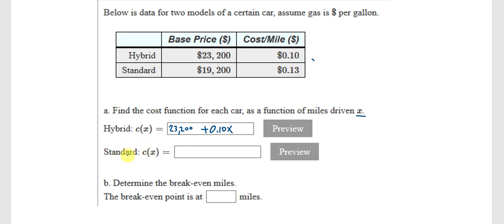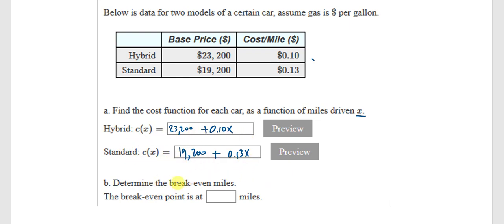And then for the standard car, again, you have to pay something in the beginning to buy the car. So this is the fixed price. And then for each mile that you are driving, you have to pay 0.13x, and x is the number of miles. Okay, this is the function of the miles. Now this is the cost for the hybrid. This is for the standard car.